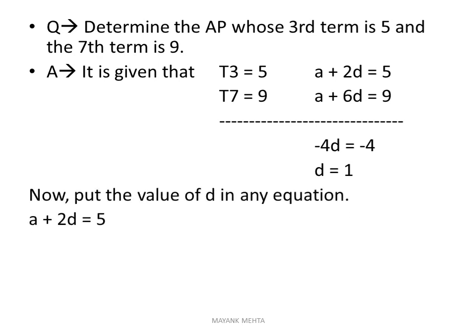For example, I have taken the first equation. A plus 2D is 5. So D is 1. So A is equal to 3. So A is 3, D is 1. So our AP is 3, 4, 5, 6, 7, 8, and so on.